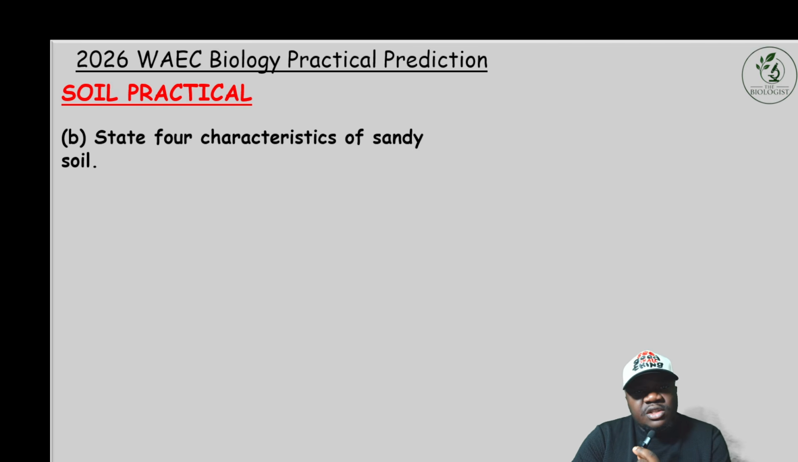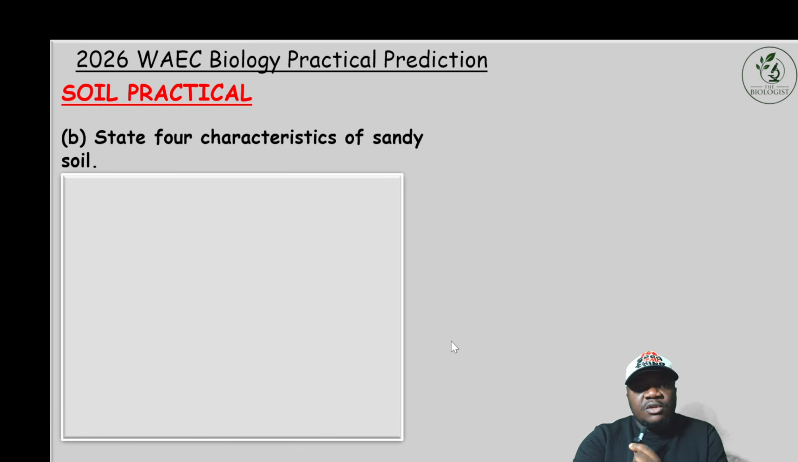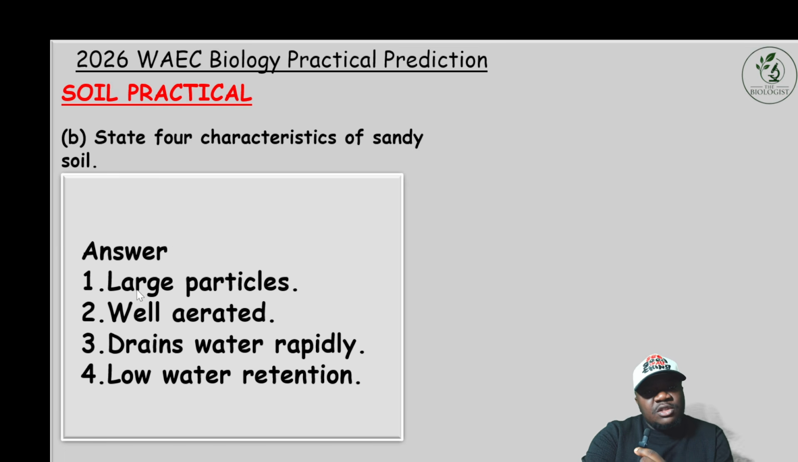So if we state four characteristics of sandy soil, all right. With this, it's very important for you to know that sandy soil has large particles that are well aerated. They have a lot of air present. Then it drains water quickly. So once you put water in sandy soil, the water passes through it very fast. So it drains very quickly.